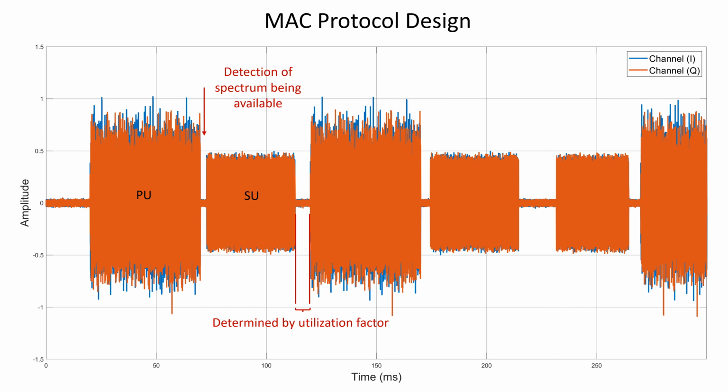The MAC protocol only works if the timing of the secondary user and primary user synchronizes. Therefore, we're adding a mechanism such that whenever the falling edge of the primary user occurs, we also reset the timer of the secondary user.